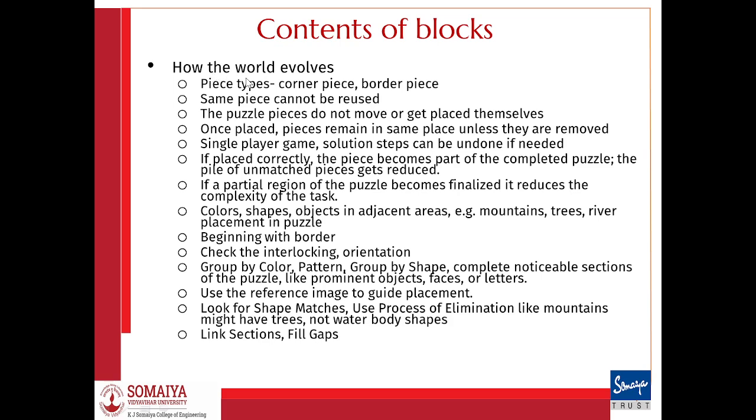Here we can detail the information about different types of pieces. The pieces do not move themselves. We cannot reuse the same piece at multiple places. Once placed, the pieces remain in the same place unless they are removed. Then the adjacent areas might have similar colors, shapes, etc. Generally, people begin with border. We have to link sections, fill in gaps. Sometimes we might have to go with process of elimination to figure out which pieces go together, how do we group them, and so on and so on. So all these elements are part of how the world evolves.